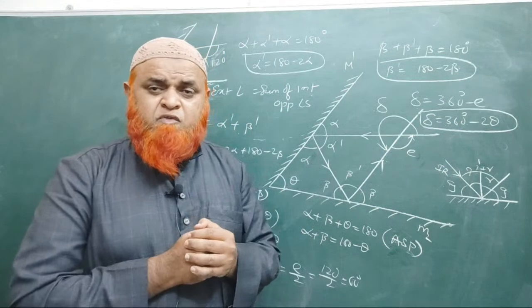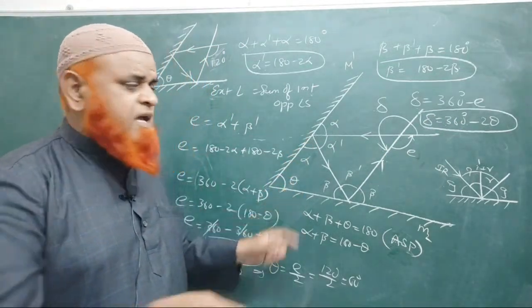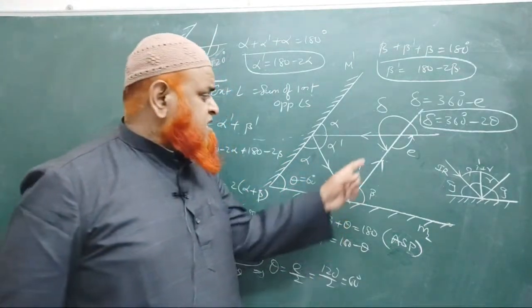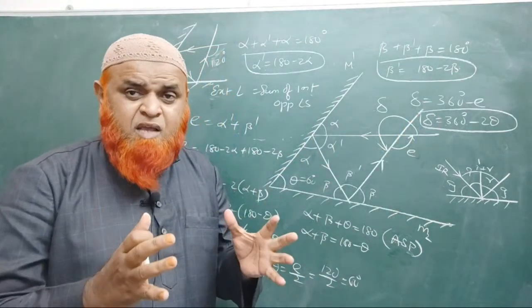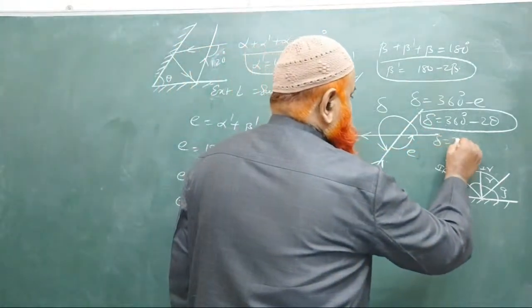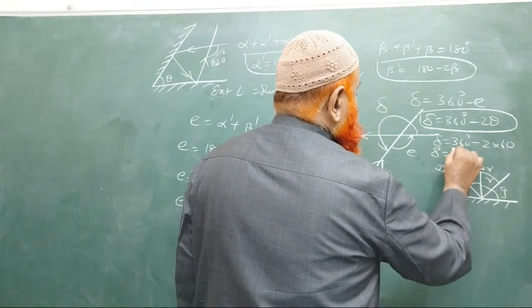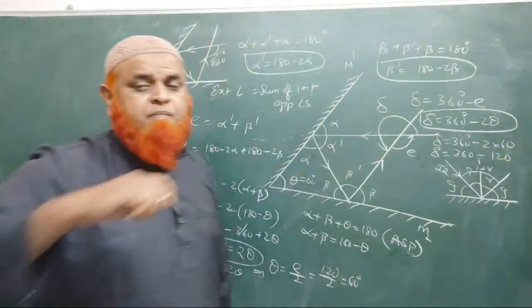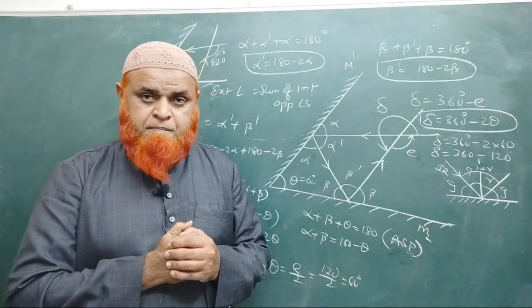And the shortcut will help you to find out the deviation whenever the angle is given. For example, if theta is given as 60 degrees, he is asking us to find out what is the deviation taken by the light ray. Directly we can say deviation is nothing but delta, which is equal to 360 minus 2 into 60. So delta is equal to 360 minus 120. Okay. So in this way we can find out the deviation here.